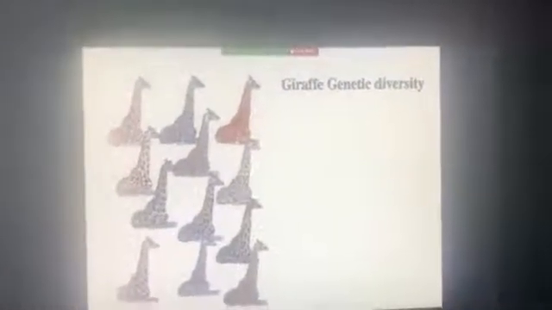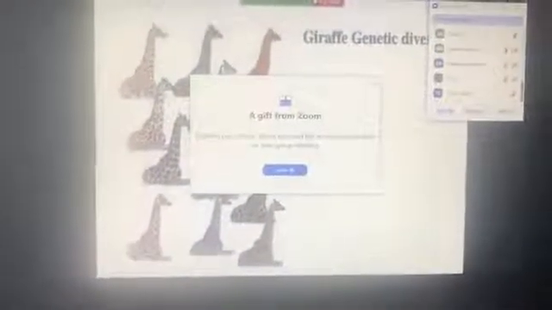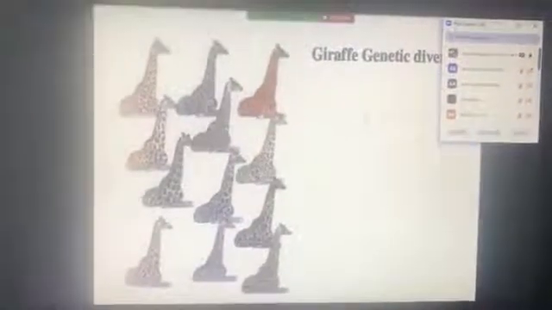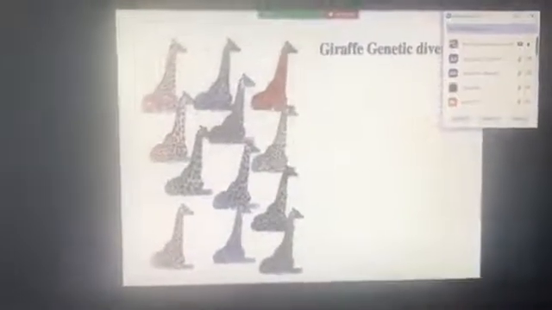So the first type is genetic diversity. Who can tell me what's the meaning of genetic diversity? Genetic diversity, it means what? You can use your book. Genetic diversity, it means what?